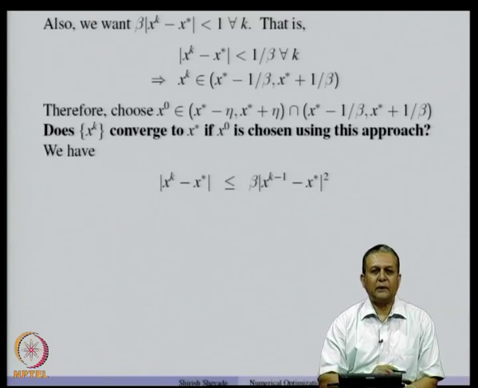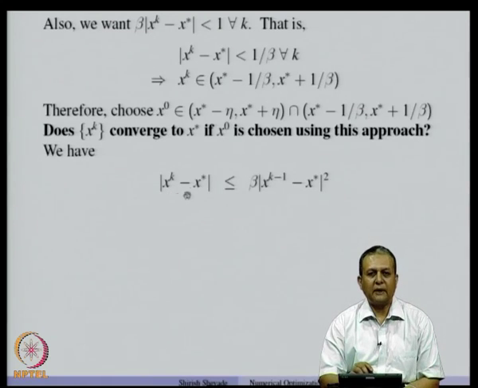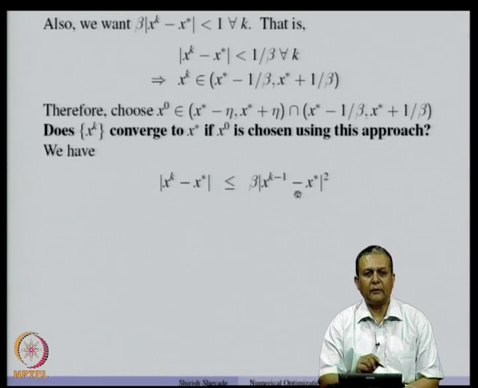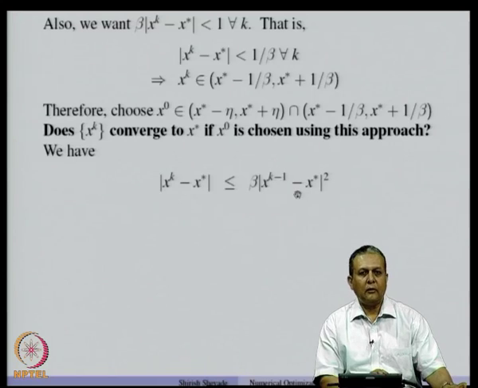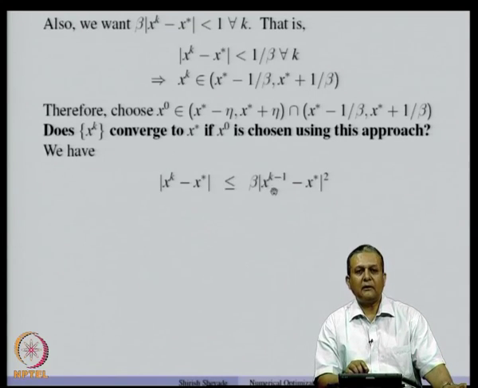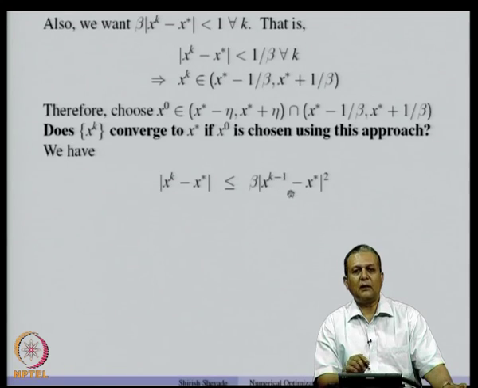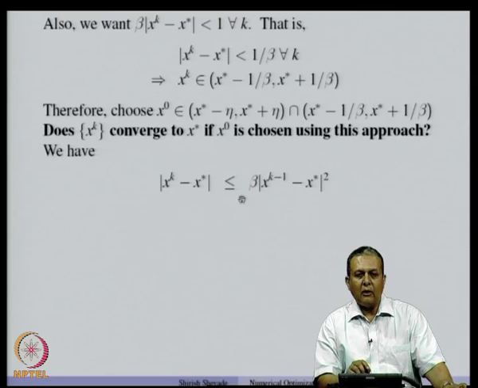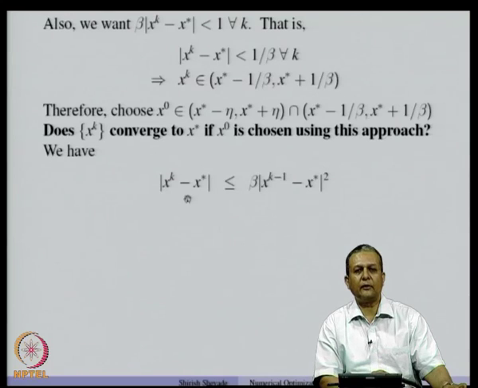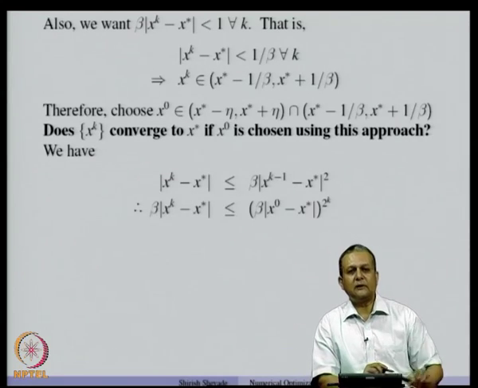Okay, so now let us look at this expression that we had. Mod of x_k minus x star is less than or equal to beta into x_{k-1} minus x star squared. Now, the same quantity can be written: x_{k-1} minus x star can be written in terms of x_{k-2} minus x star and so on and so forth. So, finally, x_1 minus x star is less than or equal to beta into x_0 minus x star squared. So, if we combine all those expressions and write x_k minus x star in terms of x_0 minus x star, then this is what we will get.